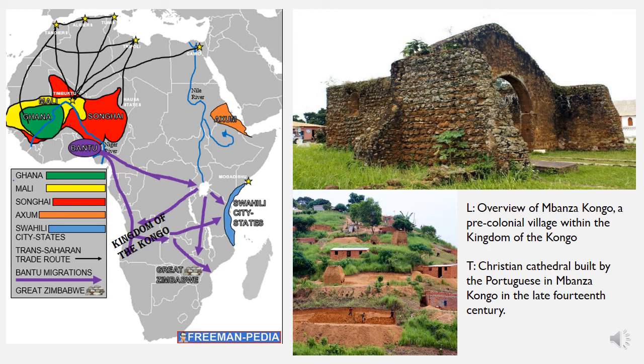Another example of a powerful African state that kept its African religious traditions throughout the post-classical period was the Kingdom of the Congo. From the 14th to the 17th century, the Kingdom of the Congo was the largest and most politically centralized kingdom on the southwest coast of Africa. It reigned over several smaller African states in the contemporary nations of Angola and the Republic of the Congo.